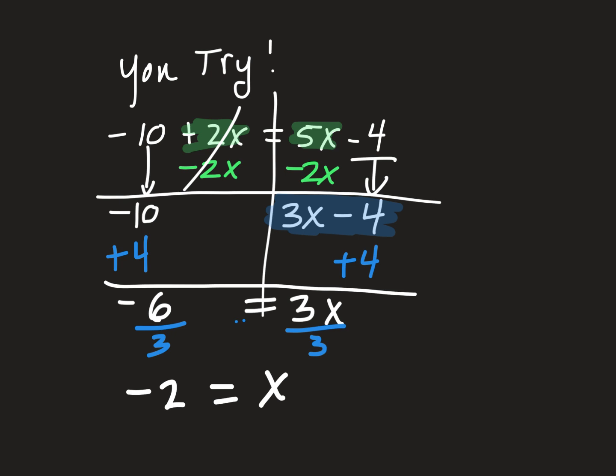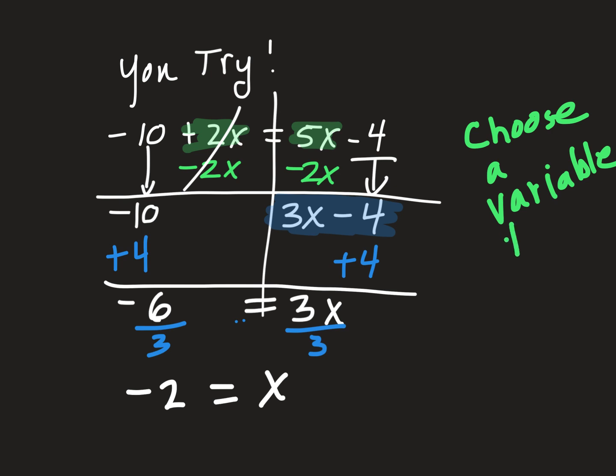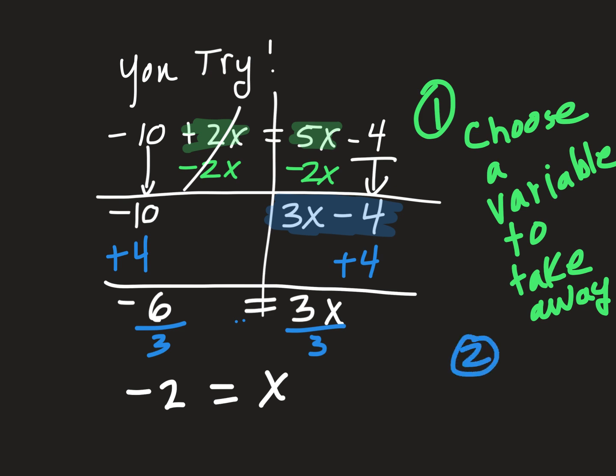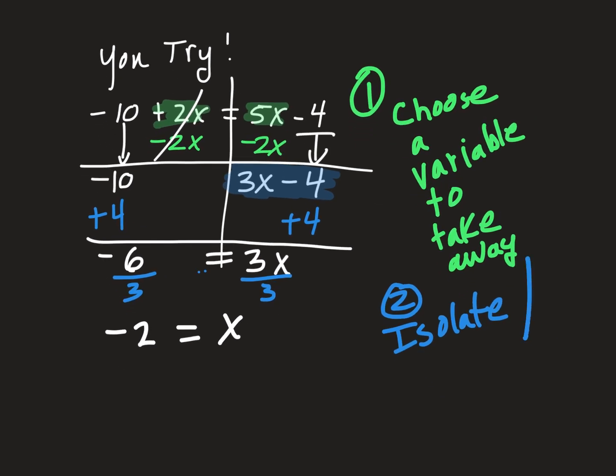Kind of like an abbreviated version of the directions. So choose a variable to take away. And then your next step is that you're just going to isolate that variable. Isolate and solve. So the only thing new is really that first step, that you got to take away one of those variables. Other than that, the rest of this is old news right here, folks.